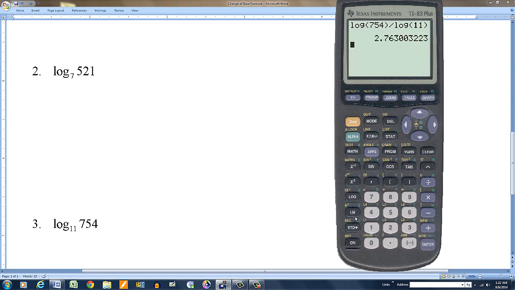Again, doing it two ways now. If I choose to use the ln function, log to base e, this will be natural log of 754 divided by natural log of 11, hit enter, and there you have it. Same answer. So whichever one you want to use, either base 10 or natural log to base e, they all work the same.